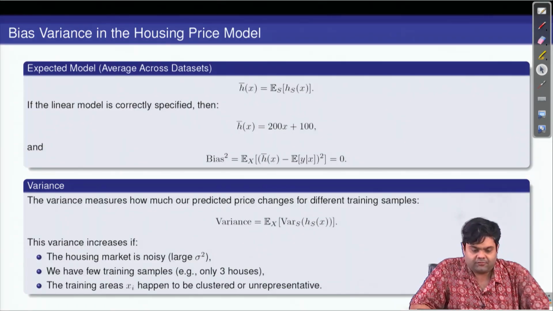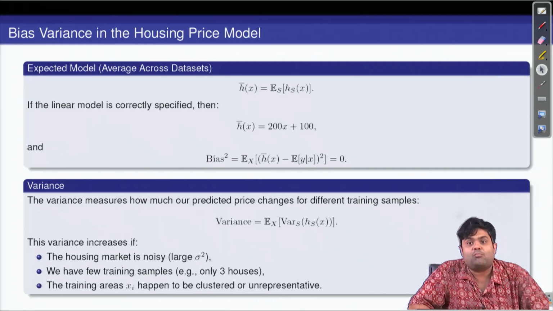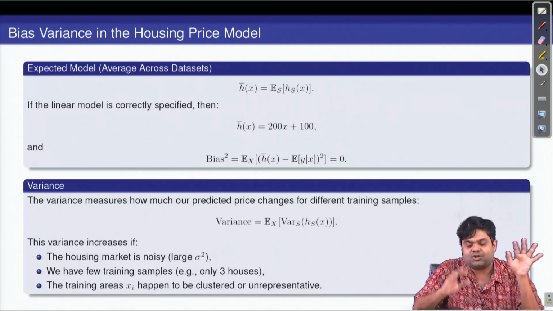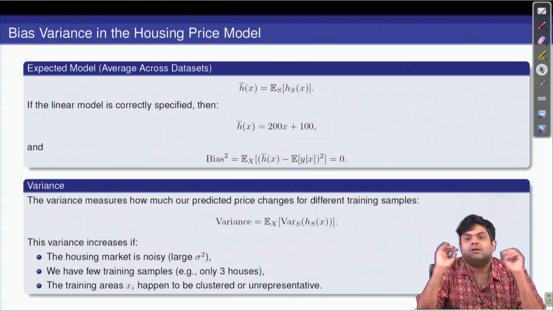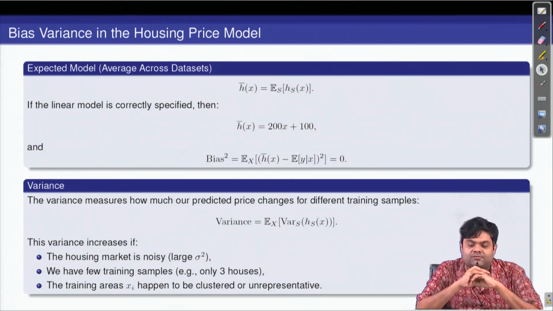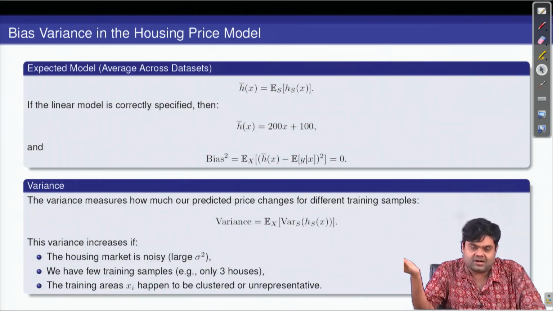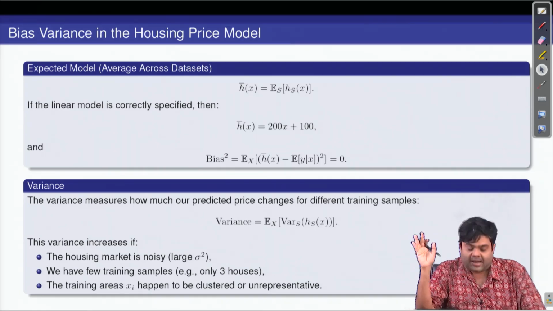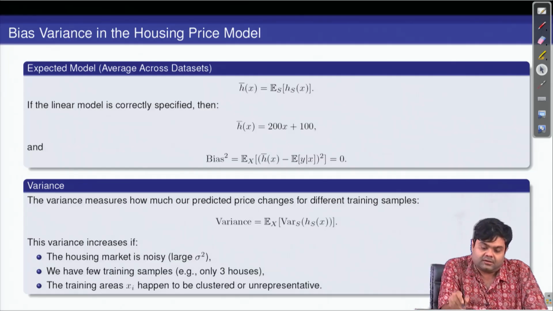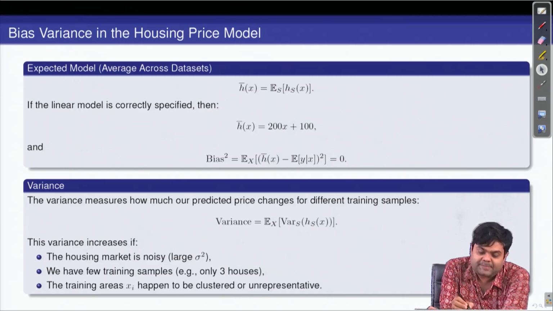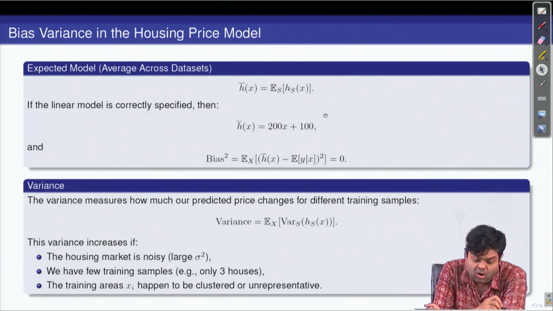So the expected model for this is h bar x, which is the expected value with respect to all samples of hs of x, the model that your algorithm produces based on this sample. In this case, of course, assuming that the actual relation between x and y can be fairly accurately modeled as a linear relation, 200x plus 100, modulo some error term epsilon, which importantly has mean 0 and some finite variance, the expected value of this prediction, the mean prediction, is actually the same as 200x plus 100. That is what we saw.